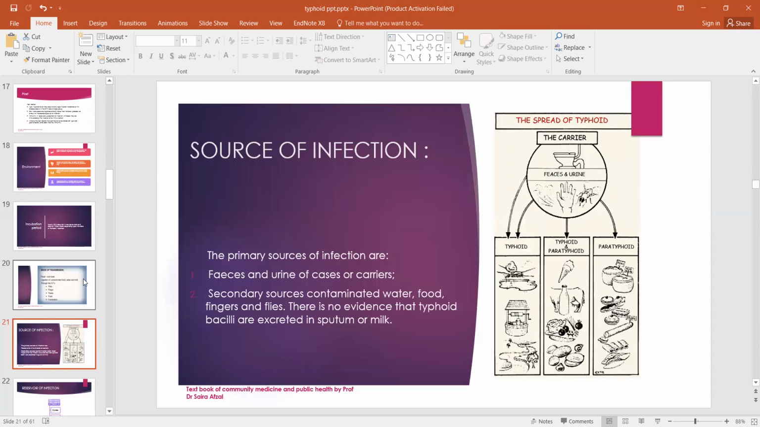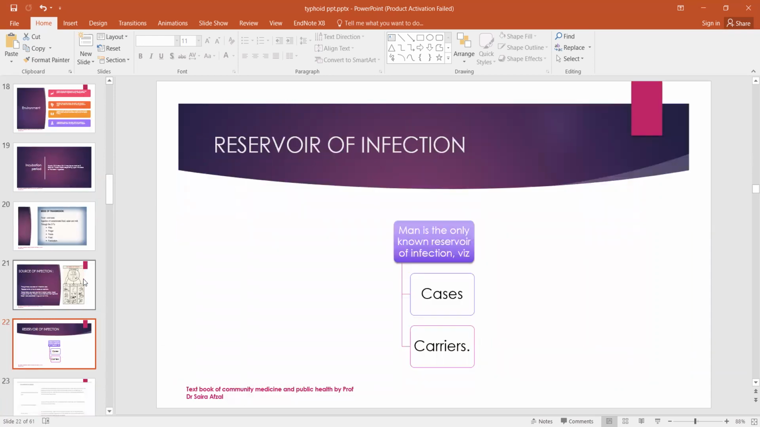Source of infection. The primary source of infection is the feces and urine of cases or carriers. Secondary sources may be contaminated water, food, fingers, and flies. There is no evidence that typhoid bacilli are excreted in sputum or milk. The cases and carriers are the reservoir of this infection.